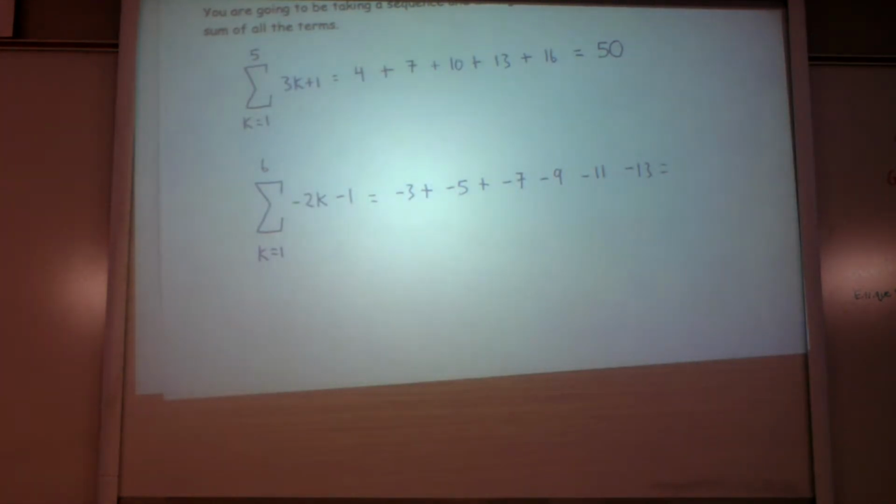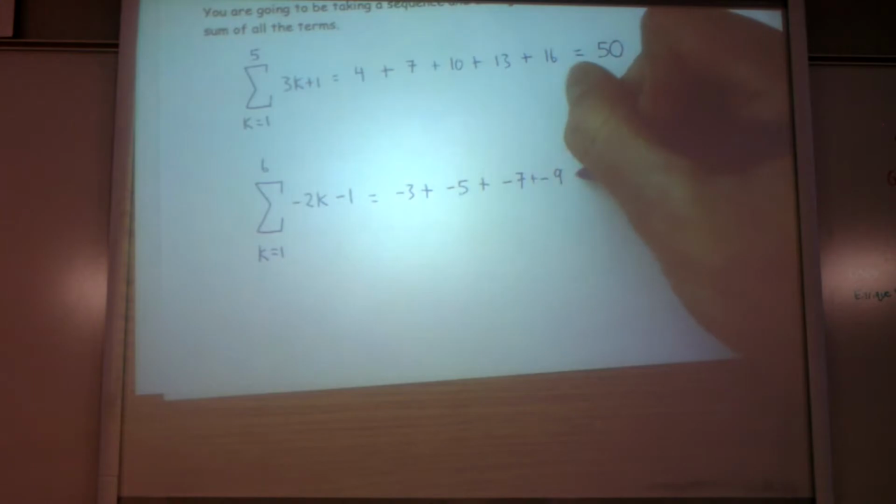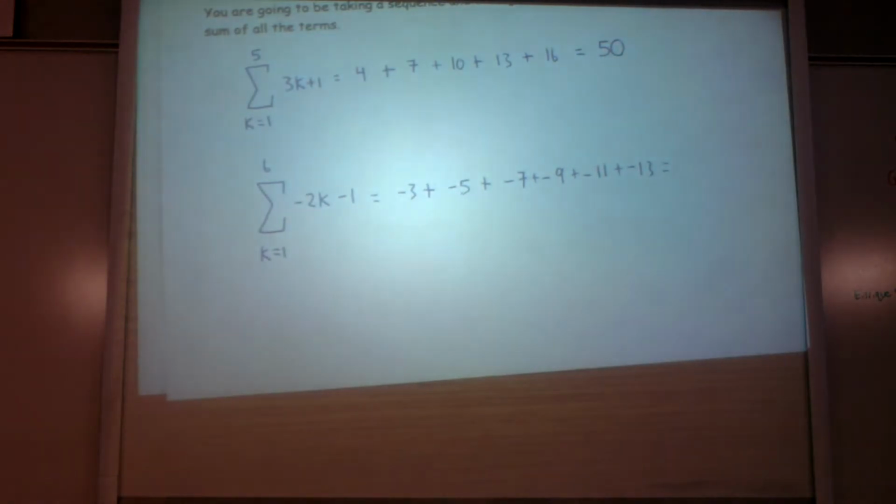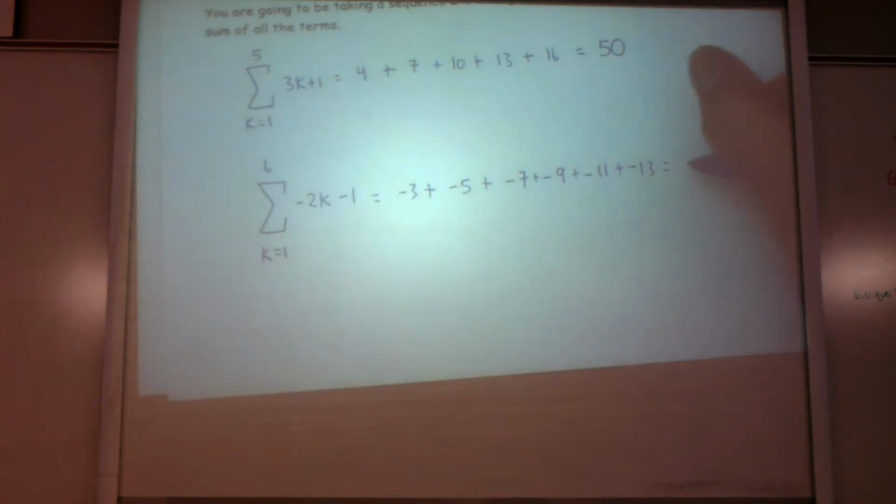Okay, so then I'm going to need to get out my calculator to add all these up. I don't want to make a mistake with all the negatives. But if I do negative 3 plus negative 5 plus negative 7 plus negative 9 plus negative 11 plus negative 13. I didn't put the plus in here. I guess it doesn't matter, but just to be consistent. I got negative 48.